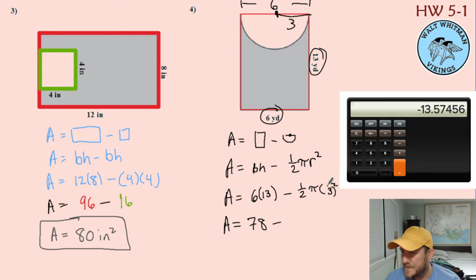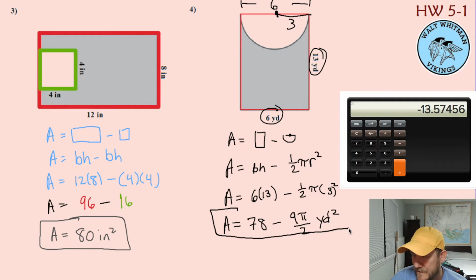Then we'll subtract from this. Let's see. 3 times 3 is 9. So I'm calling it 9 pi over 2. And no, I wouldn't clean that up in any way. This is the best possible answer right here. And you'll call those square yards. So if you've got an answer that's a whole number, and then another part that involves pi, maybe it's a fraction too, that doesn't matter. That's still how I'd want you to leave your answer. So 78 minus 9 pi over 2.